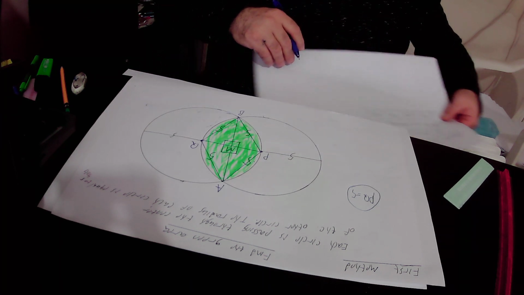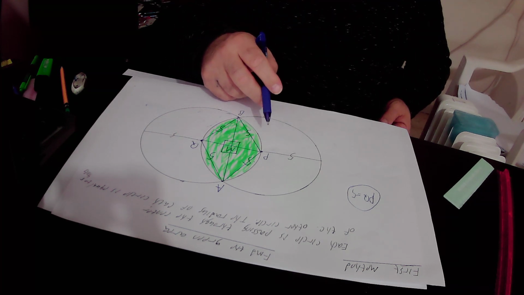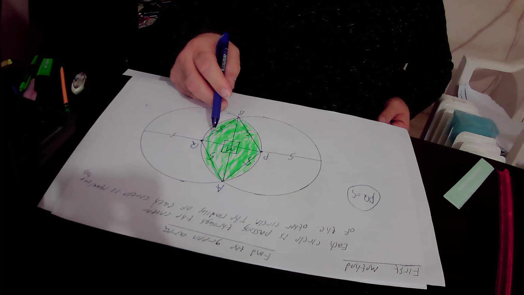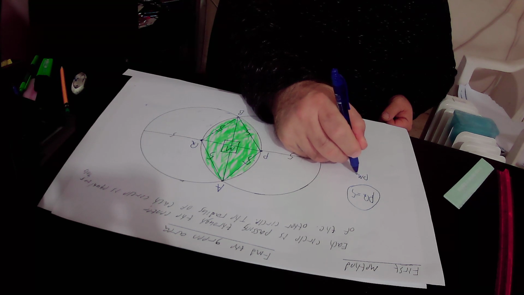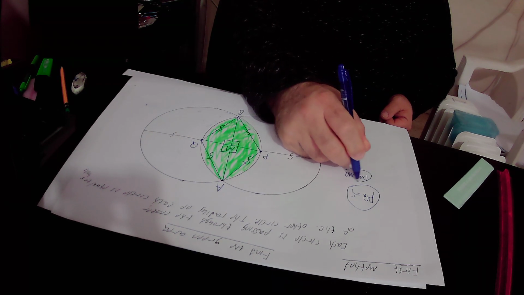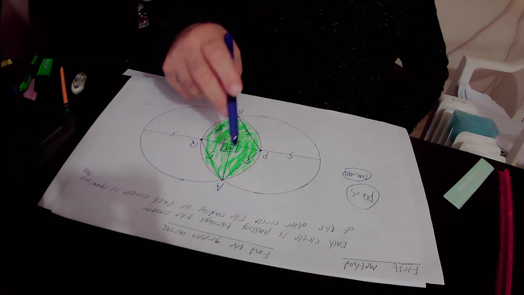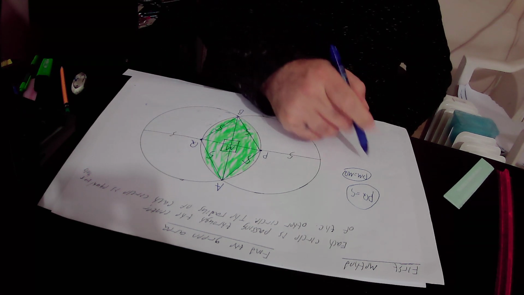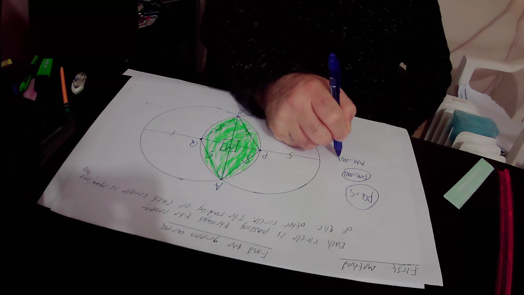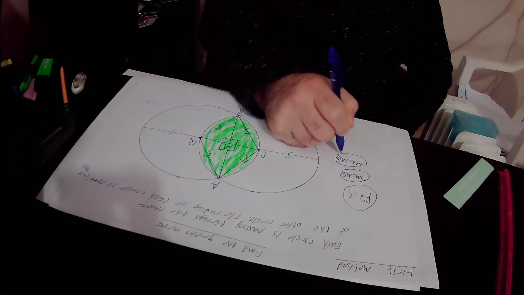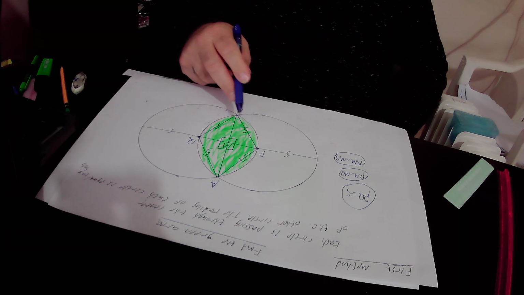So here the diagonal AB bisects diagonal PQ, that is to say PM equals MQ, and the diagonal PQ bisects diagonal AB, that is to say AM equals MB. So PM equals MQ.